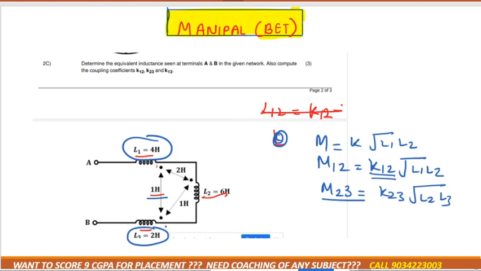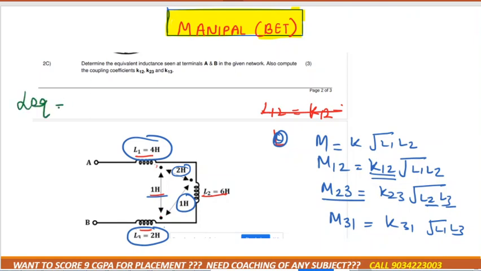Similarly, we'll get M2 equal to K2 root of L2 L3, that is 2 and 3, that is again 1 Henry. L2 and L3 is also given to calculate. So M3 is K3 root of L3, that is 1, right? Now in the final we need to calculate L equivalent. L equivalent is L1 plus L2 plus L3.